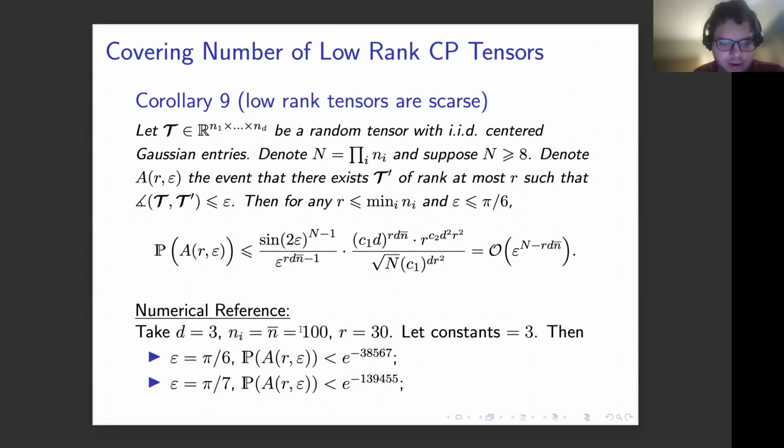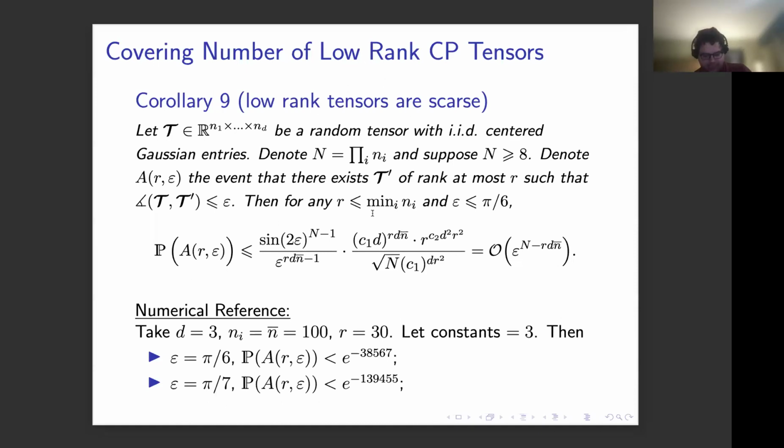And the probability of our random 100 by 100 by 100 Gaussian tensor being within 30 degrees of rank 30 is at most e to the minus 40,000. If you want to be within pi over 7 radians, that's even smaller: a probability of at most e to the minus 140,000 here. So it's interesting that you actually get astronomically small probabilities here, and that's telling us that there's really content in this bound.